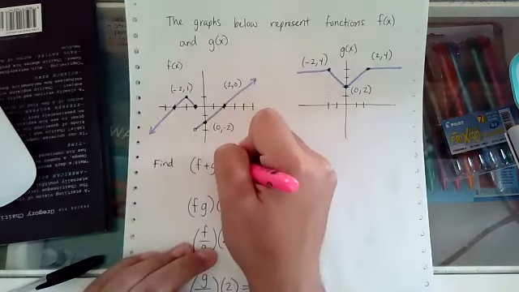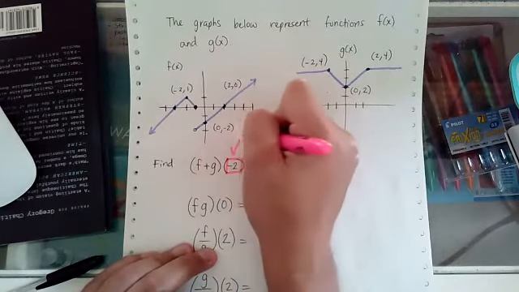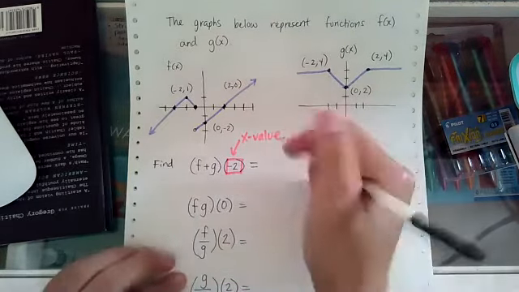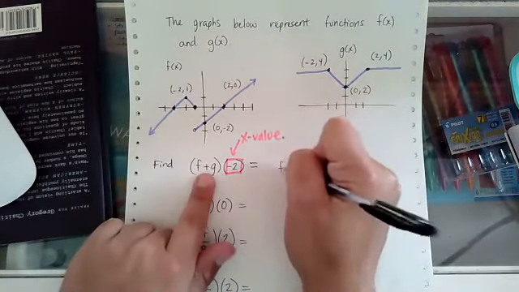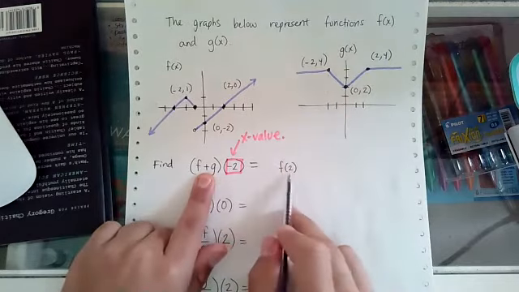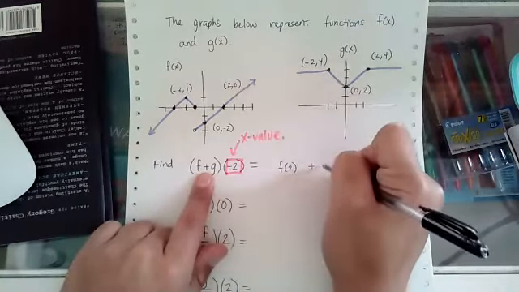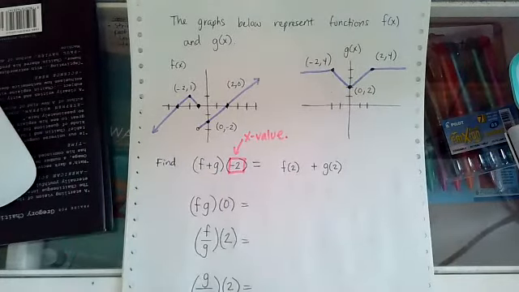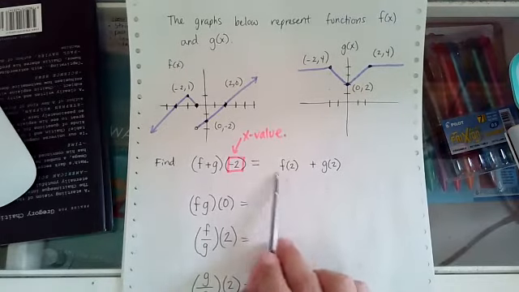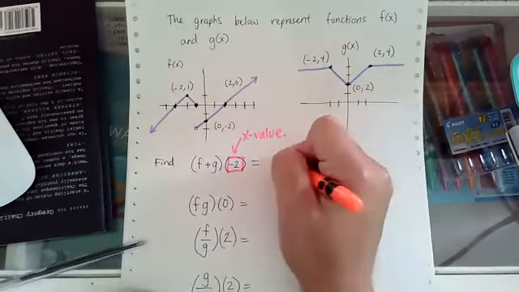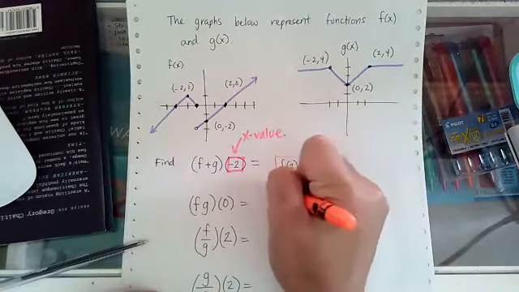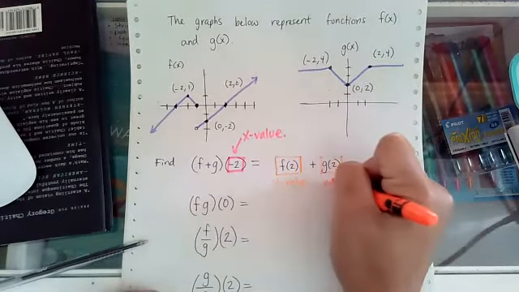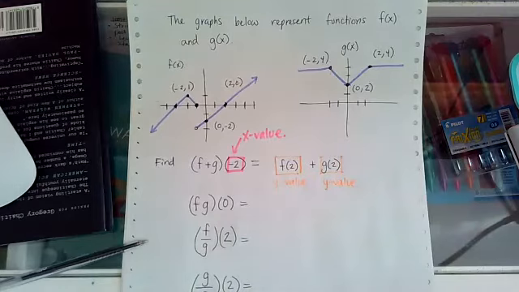So remember that this is the x value that they've given you. What we need to do is think about taking f of 2, figuring out what that y value is supposed to be, and then adding it to whatever g of 2 is. Okay, remember this is not multiplication. We're taking the input and finding the corresponding output value. So I need to find out what this y value is here, and I need to find out what this y value is so that I can add them together.